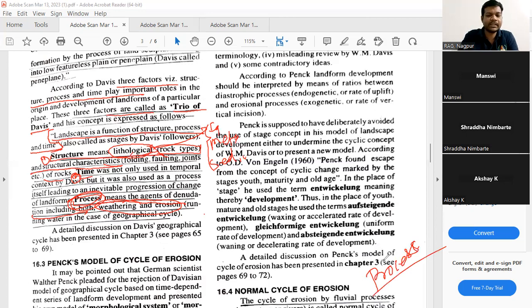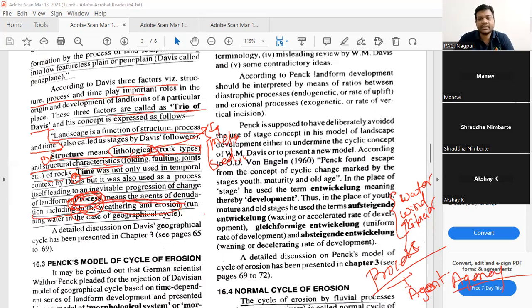Okay, the factor which we called a process. This process might be water, wind, glacier or anything, right? Anything from this can be a process and can be covered under this heading. Essentially, process is nothing but the agent or agents.